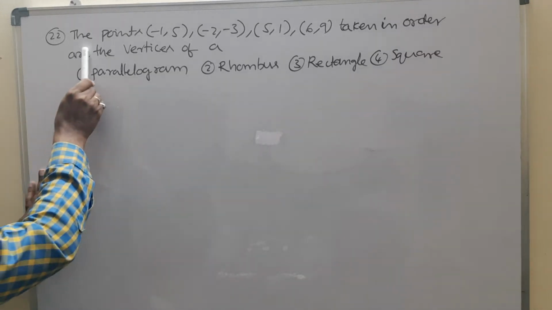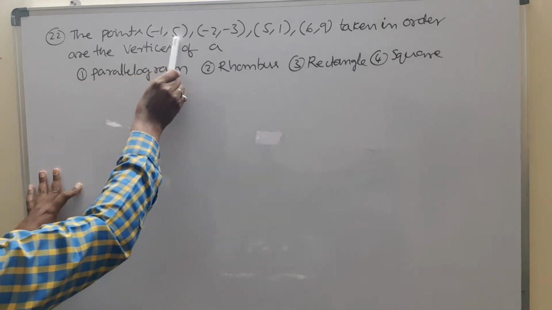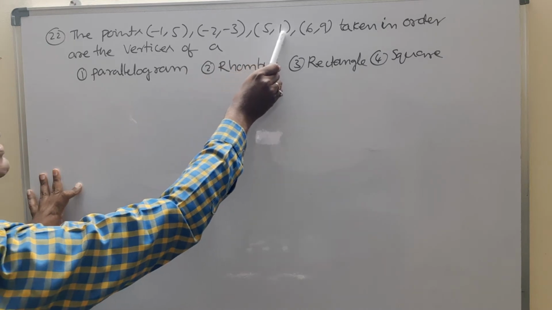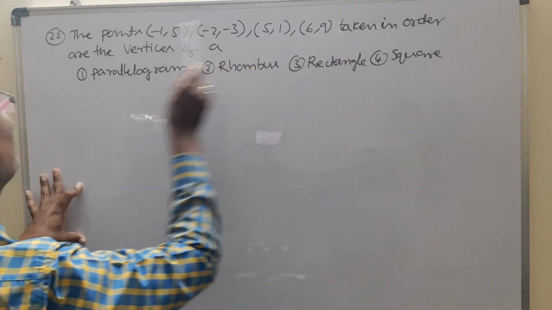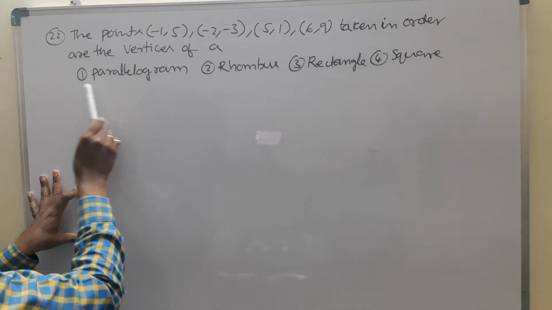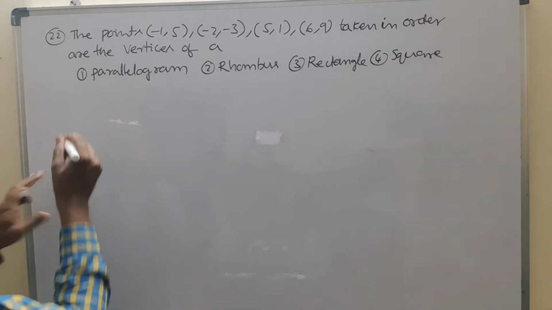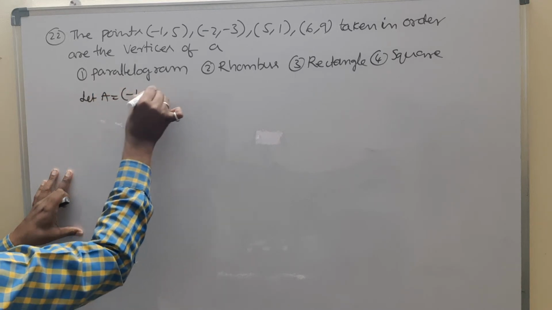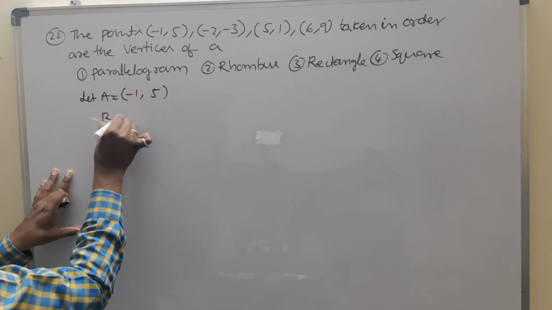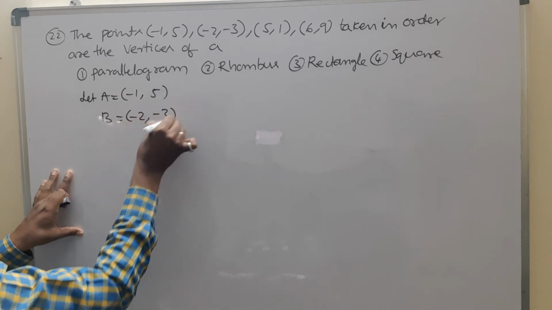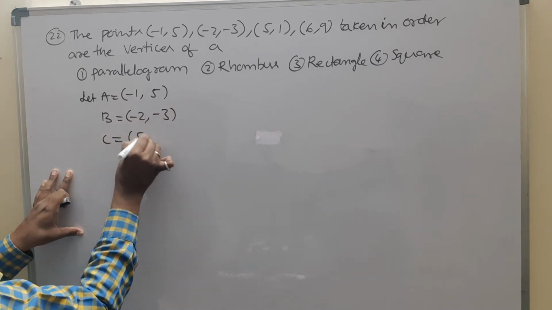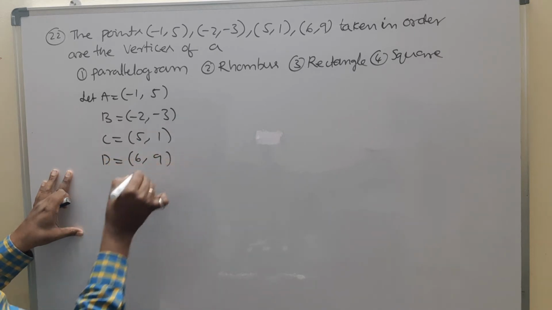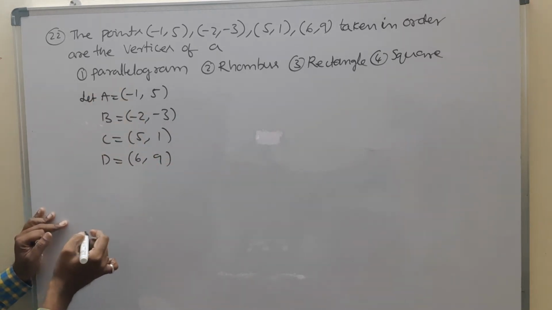Question number 22. The points (minus 1, 5), (minus 2, minus 3), (5, 1), (6, 9) taken in order are the vertices of a quadrilateral. Here the four options are given. Let A equal (minus 1, 5), B equal (minus 2, minus 3), C equal (5, 1), D equal (6, 9). Here the vertices of the quadrilateral are given.